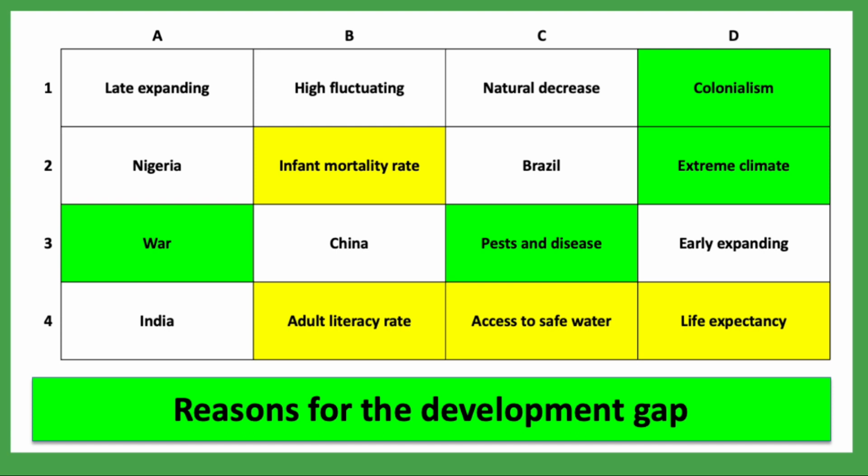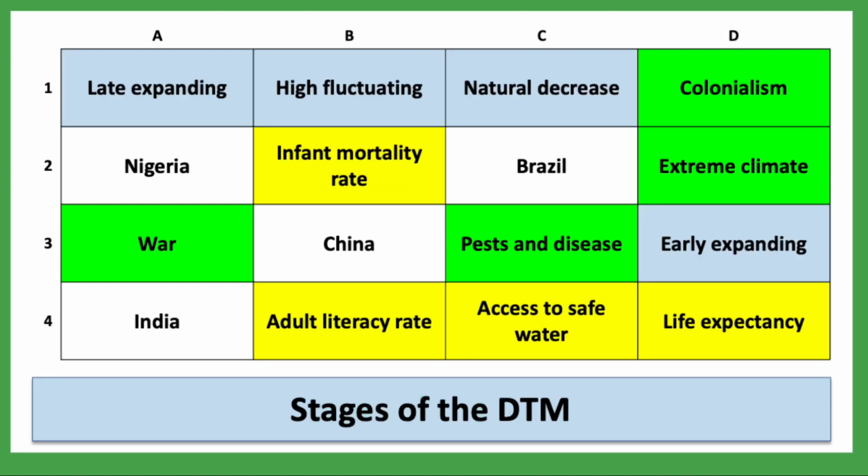Right, what I would like you to do now is to look for stages of the demographic transition model. So we're looking for 4. If you haven't paused the video, please do so. Let's have a look at what they are. You've got late expanding, high fluctuating, natural decrease, and early expanding.